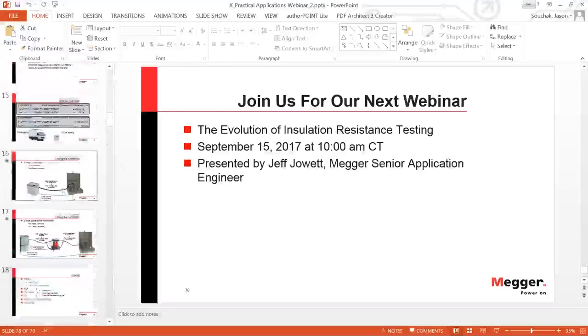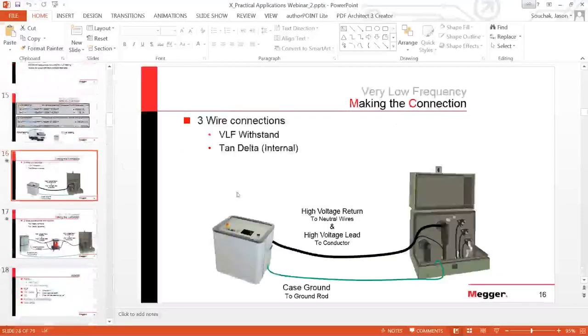The connections for tan delta were not shown in your presentation. What does the measurement 6 to 10 points mean, and what type of connections would be used?